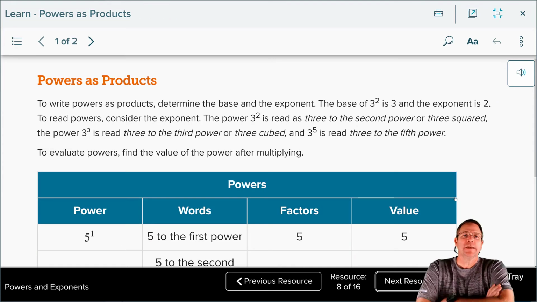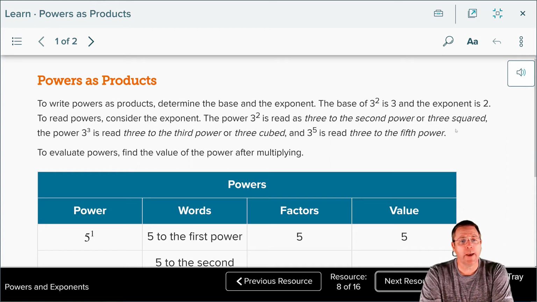So let's dig into this concept a little bit more. Write powers as products, determine the base and the exponent. The base of 3 squared is going to be 3 and the exponent is going to be 2. And to read powers, consider the exponent. The power 3 squared is read as 3 to the 2nd power, or 3 squared. The power 3 cubed is read as 3 to the 3rd power, or 3 cubed. But 3 to the 5th doesn't have any cool little names for it. It's just simply read as 3 to the 5th power.